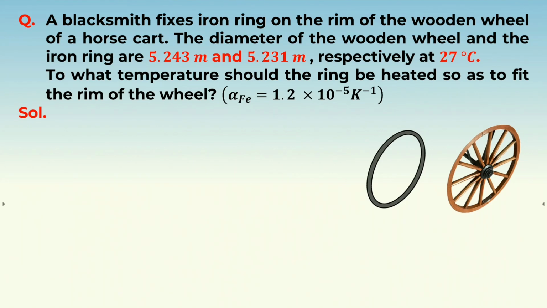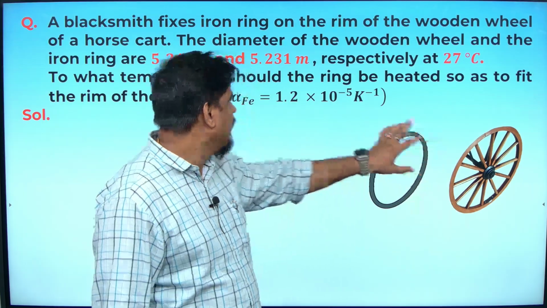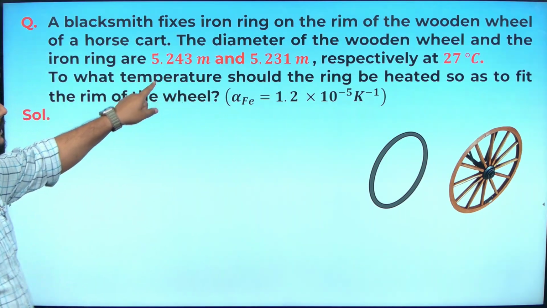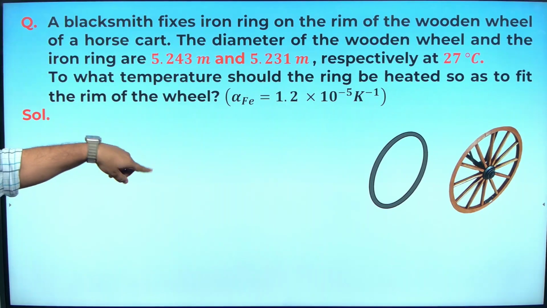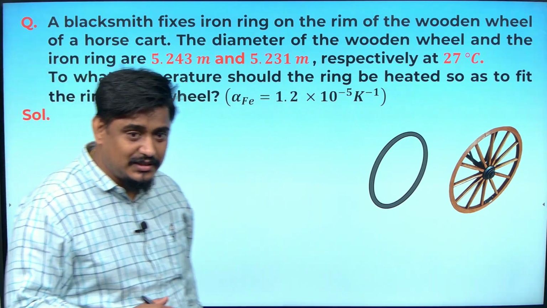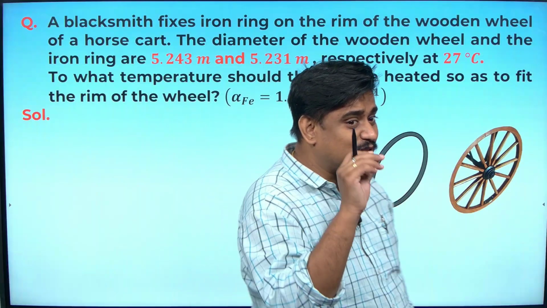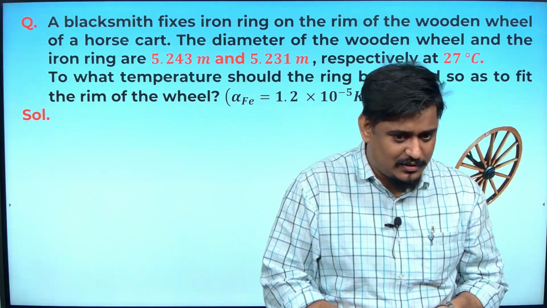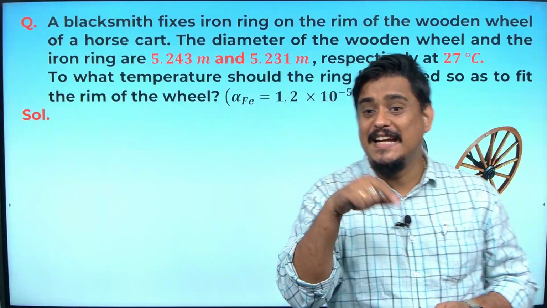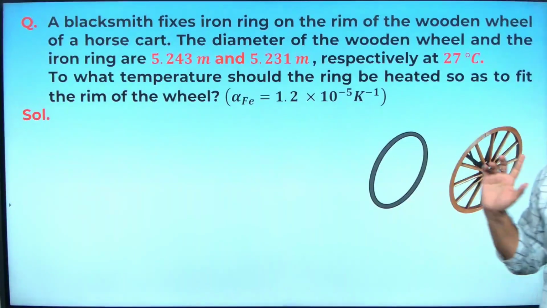So the diameter of the wooden wheel is 5.243. The diameter of the iron ring is 5.231. Lesser than that, it means what? It needs to expand a bit to fit into that wood, isn't it? You want to find how much heat is required for that expansion. So first thing is you should find how much expansion is required, isn't it?